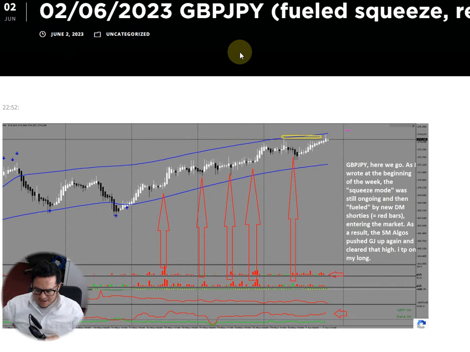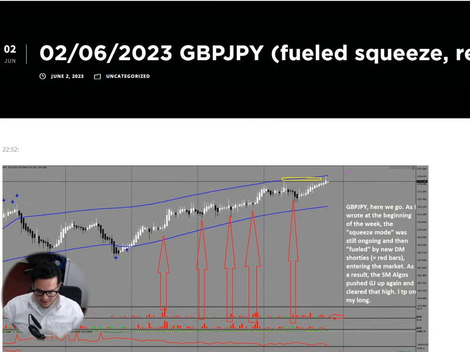Let's look at its sister pair, Pound Yen, the beast. So here, 2nd of June, take note of how we had all these shorties coming in on the forward time frame, a squeeze and an up move as a result. This is what happens when you have dumb money sellers coming in trying to sell the market again and again and again. They're fueling the squeeze, and the smart money algos use this chance to actually push the market up against them, squeezing those sellers out of the market.